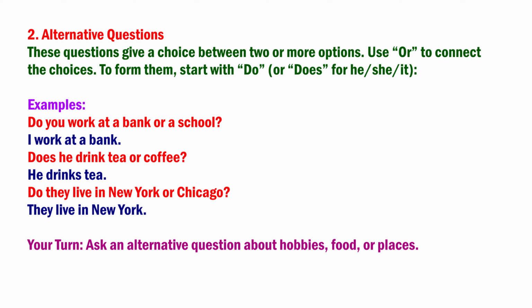Does he drink tea or coffee? He drinks tea. Do they live in New York or Chicago? They live in New York. Your turn. Ask an alternative question about hobbies, food, or places.